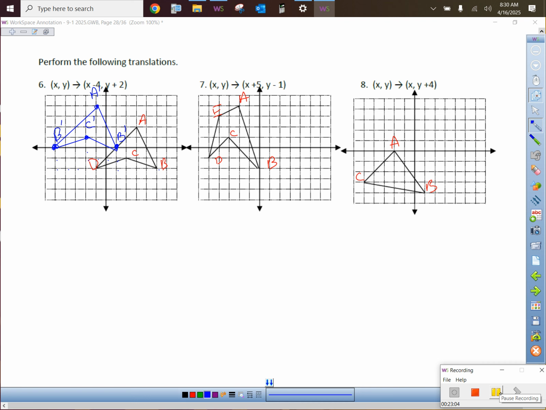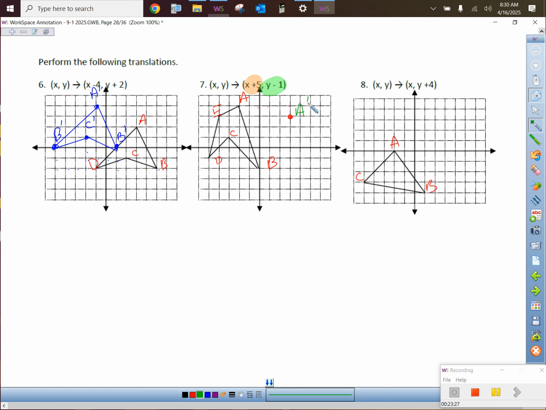Let's try the next guy right here. So just tell me what this means. What does this guy right here mean? Move it where? 5 units right, and the other one is 1 unit down. Right, so I'll get that done. 5 units right, 1 unit down. 1, 2, 3, 4, 5. 1 unit down. Use a different color.